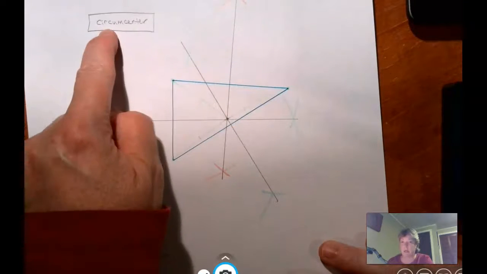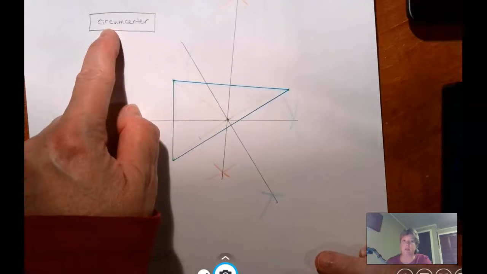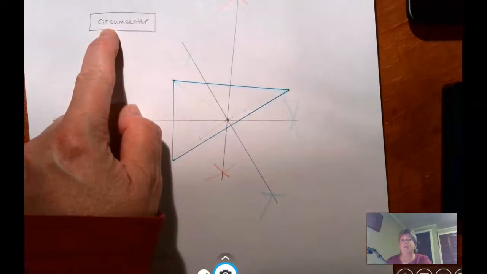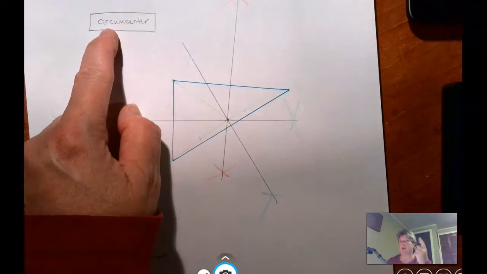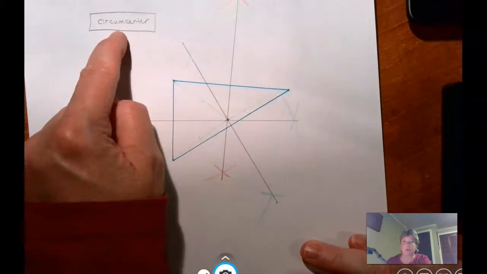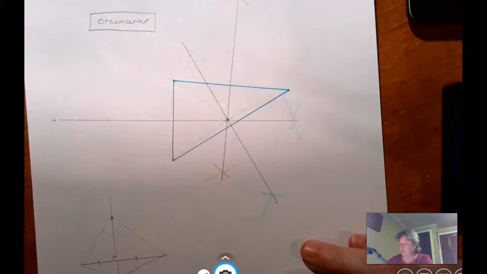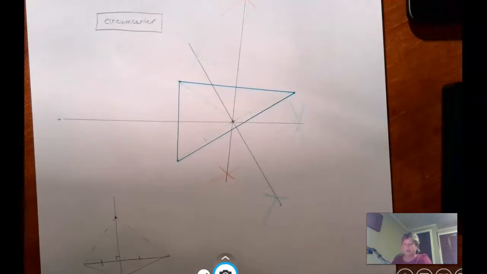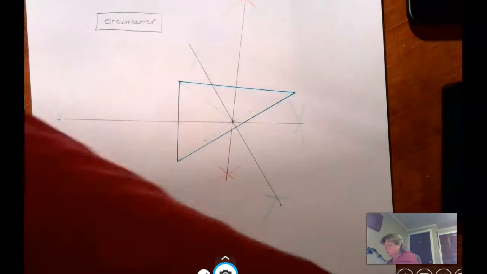So circum here, if you think of circumference, or to circumnavigate, means to go around the outside. So the circumference is the distance around the outside of a circle. It's basically the perimeter of a circle. So this is why this is called the circumcenter, because this is the center of a circle that passes through all three vertices of your triangle.